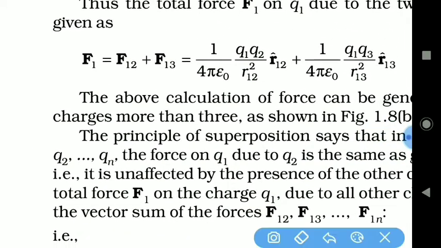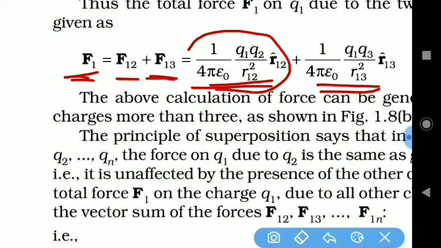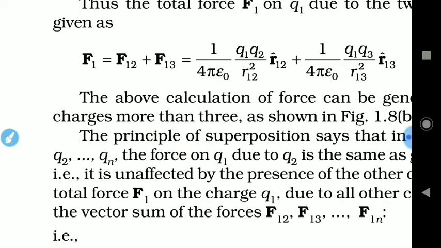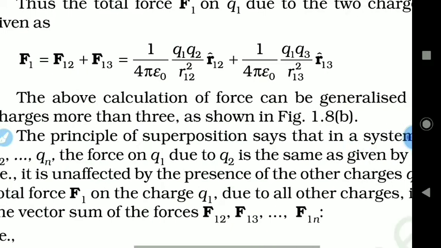You can see here a simple vector addition is given, that the force on the first particle is due to the second and also due to the third. Both these equations are kept here. This is the force on 1 by 2 and this is the force on 1 by 3. Here 3 particles are given. If there are more than 3 particles, then also we can find the force on any one charged particle due to the surrounding other particles.